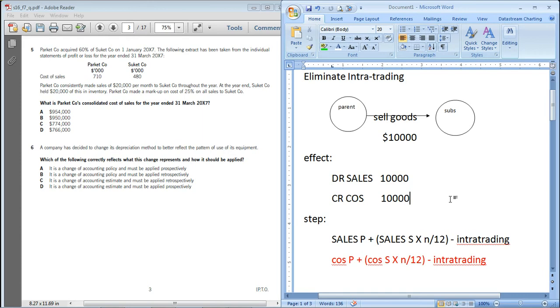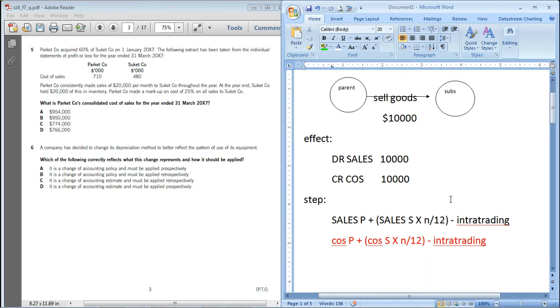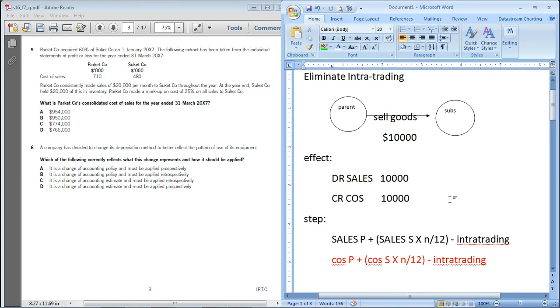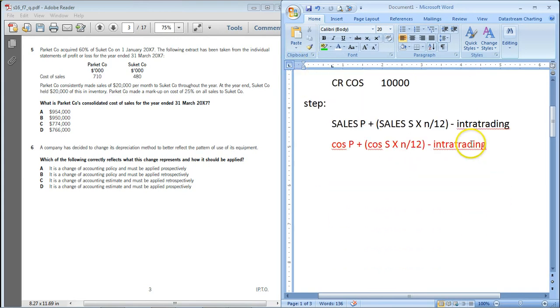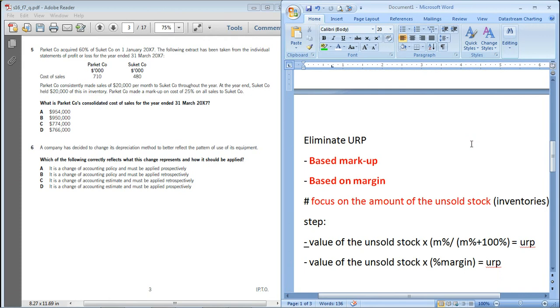Okay, it's important for you: if the question later requires you to prepare a statement of profit and loss, don't forget to read the question details, and don't forget to minus the intra-trading. We have two effects here. Not only do you eliminate intra-trading, you also need to eliminate the URP.